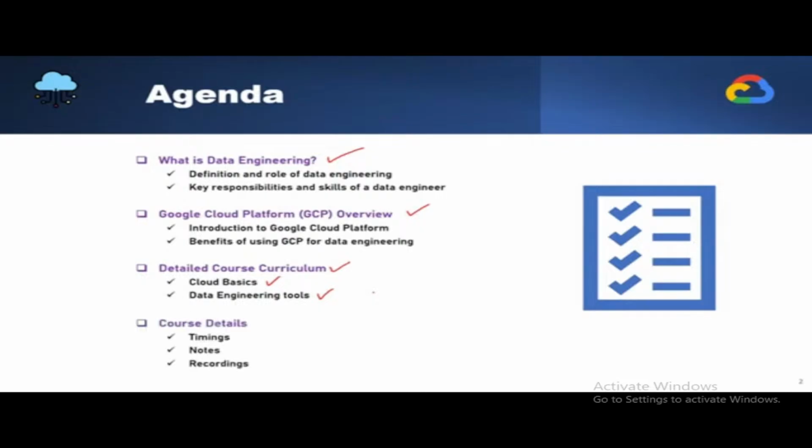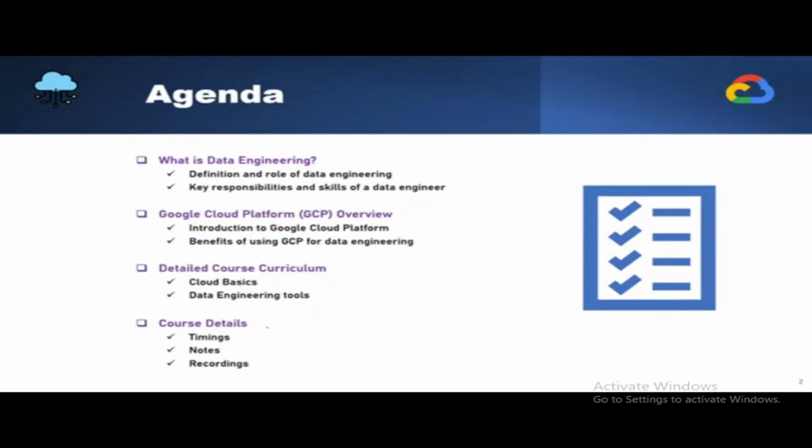And the fourth topic I am going to cover is the course details. Some people may have some questions, sir, when is the batch getting started? What are the timings for it? And what are the things that you're going to provide to us? All of those things when it comes to the course highlights, I am going to talk about here. So we have divided our entire session today into four topics. First thing is about what is data engineering. Then we will talk about the Google Cloud Platform. Then we will see the detailed course curriculum, and then we will talk about the course details. So this is what we are going to cover.